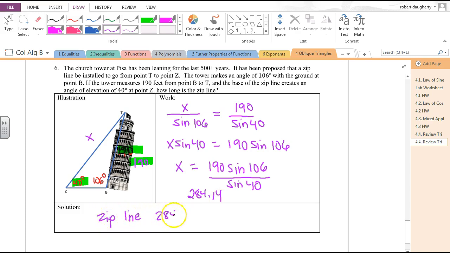So that tells me that the zip line is 284.14, and that's been measured in, what was it, feet? Okay, and that is it.